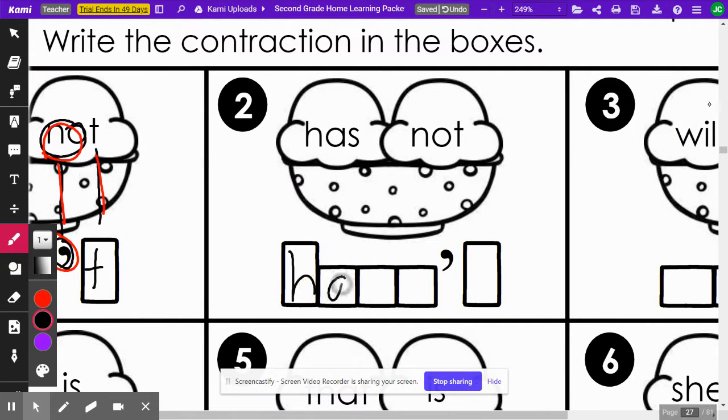Has not becomes hasn't. He hasn't been outside. Has not becomes hasn't, and you can see that there's an H, an A, an S, an N, no O. The O has become an apostrophe, and a T. Hasn't.